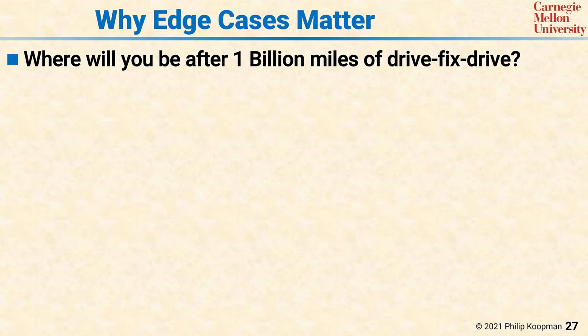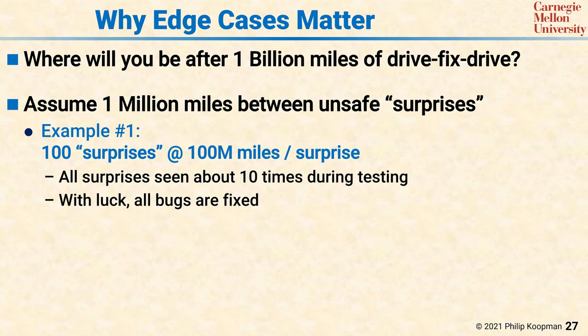Let's assume that you have unsafe surprises every million miles. So your vehicle has gotten so good that something weird happens that your system does not know how to deal with only once every million miles. The question is, how many surprises are there that are out there? Well, for example, one, let's assume there's only 100 surprises or categories of surprises you've never seen before the first million miles. Each one of them is 100 million miles per surprise. So that means each one of these you'll see 10 times during testing.